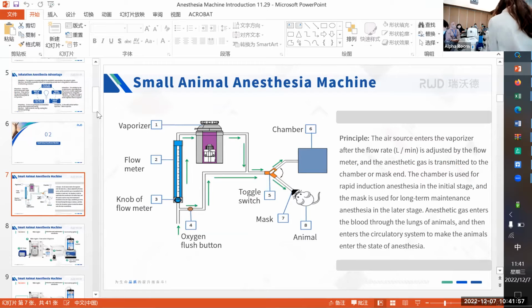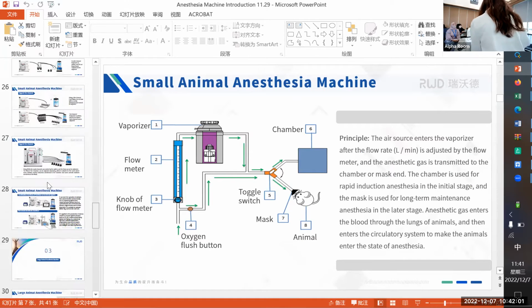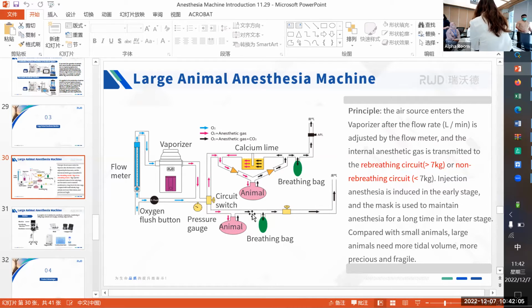Actually, the principle, I can share with you. This is the anesthesia machine, right? And this is the air pump. The air pump provides the air. Then we have a tube to connect here, and connect here and to here, to provide the air to the chamber. And to the chamber we have a tube to connect here.